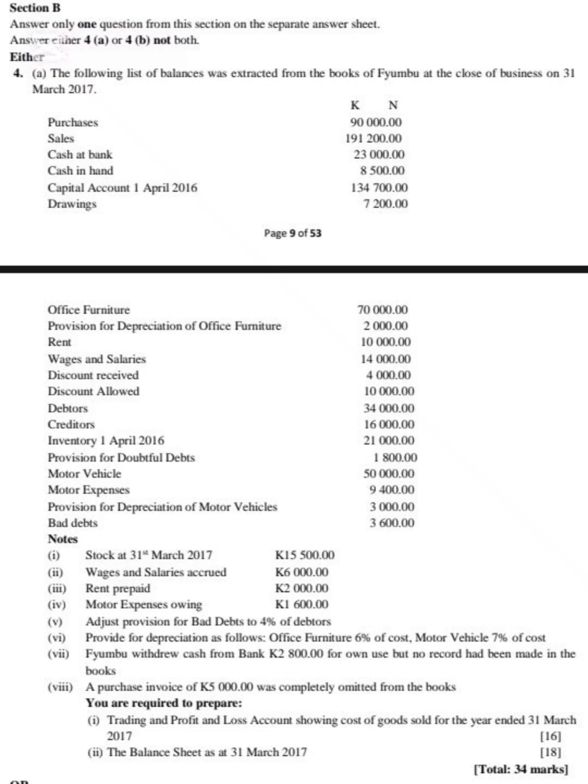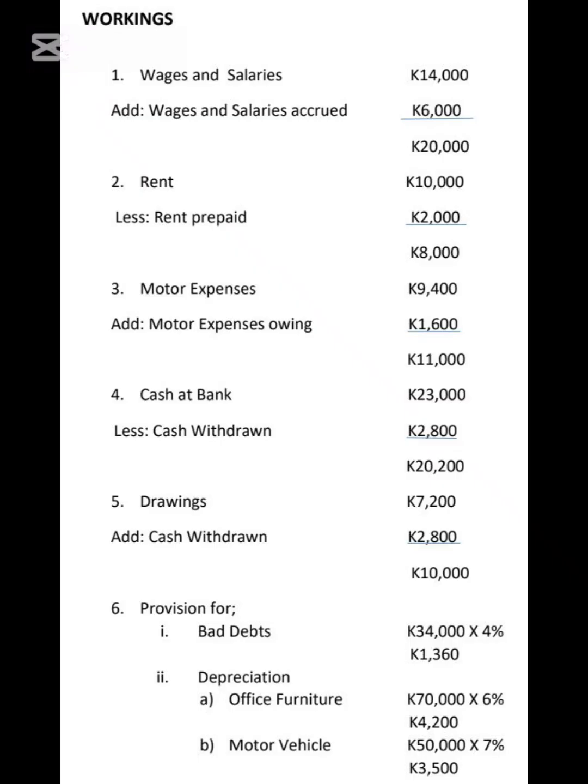We start with the provision for bad debts. The debtors that we have are 34,000. Then we are required to provide for bad debts at 4% of the debtors. So we take the debtors, which is 34,000, times the 4% that we need to provide. So 4% of the debtors should give us 1,360. This is the provision that we are providing for this current year, this current accounting period.